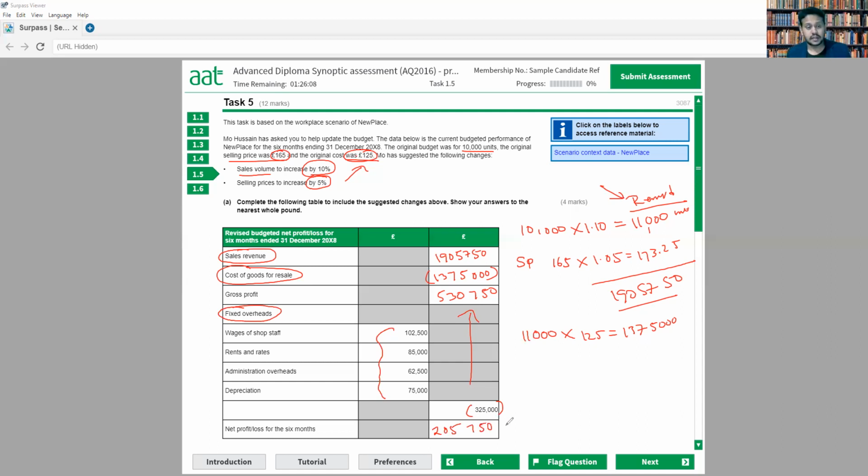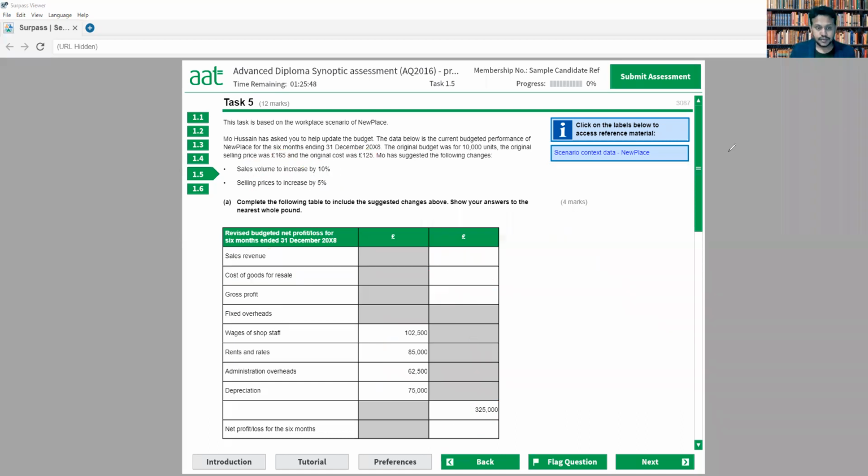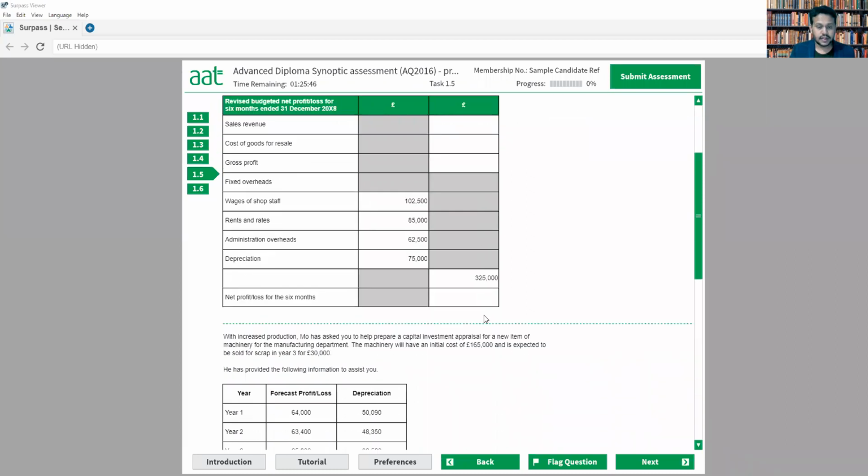That's my net profit. So from the sales, if I minus all the cost, the remaining balance will be the net profit. So that's it. That's not very difficult. It's a very simple calculation. Only you have to understand the sales volume increased by 10%, selling price increased by 5%. All right, let's move to the next one. Let's have a look what we have next.